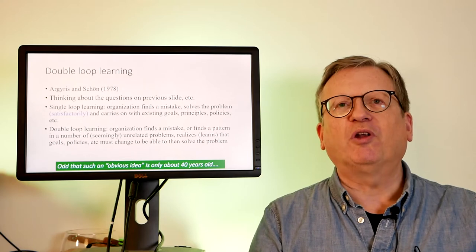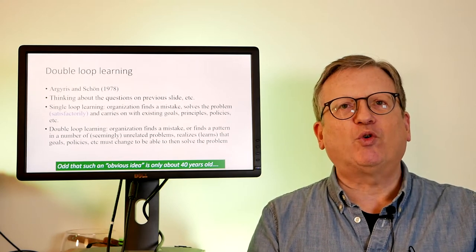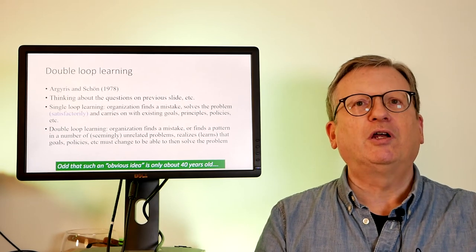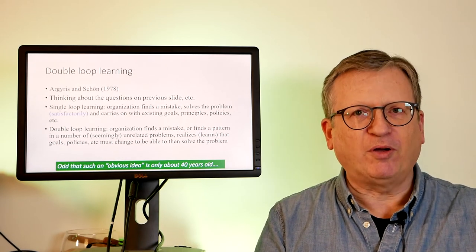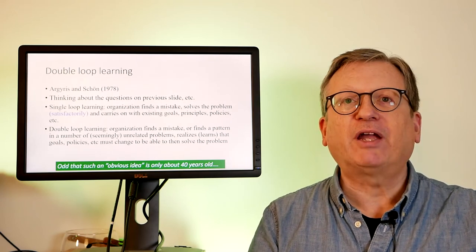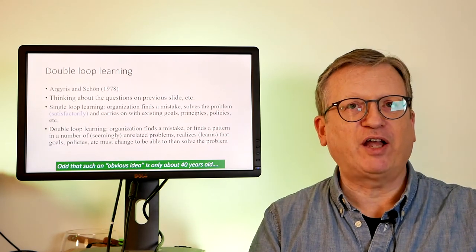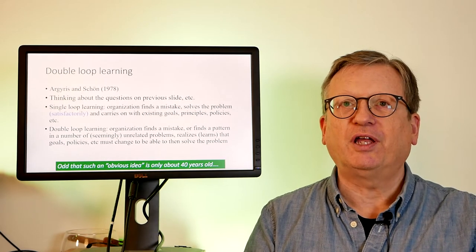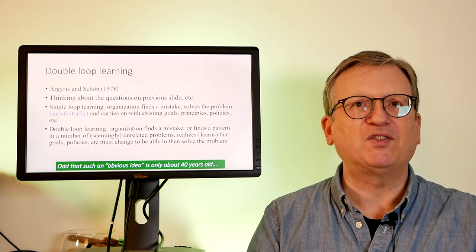In single-loop learning, an individual or an organization finds a mistake, solves the problem well enough, and then carries on as if nothing else had happened. The existing goals, the existing organization in our organization remains the same.